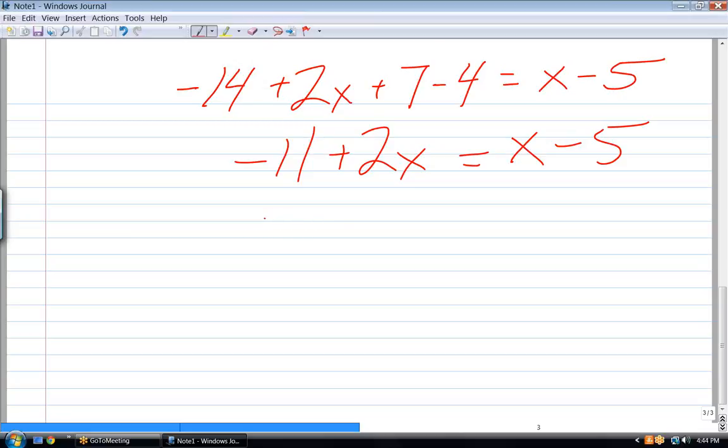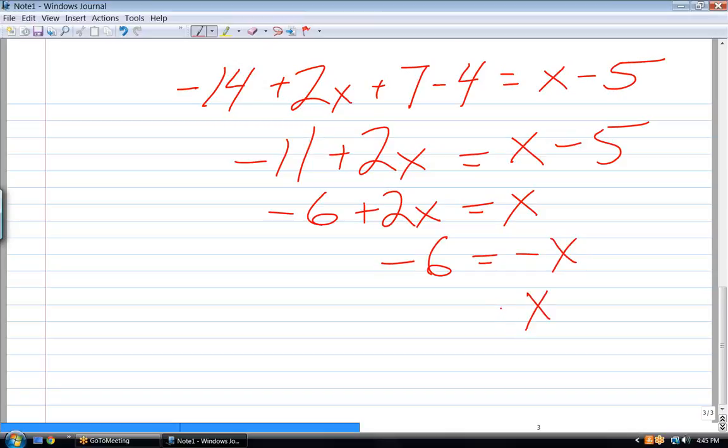Next line is negative 6 plus 2x equals x. Then you subtract 2x from both sides and get negative 6 equals negative x. And then pretty much you just divide by negative 1 and get 6 equals x. Okay. So let's talk about one thing here. Is there a way we could have done this to minimize the chance of making a mistake?